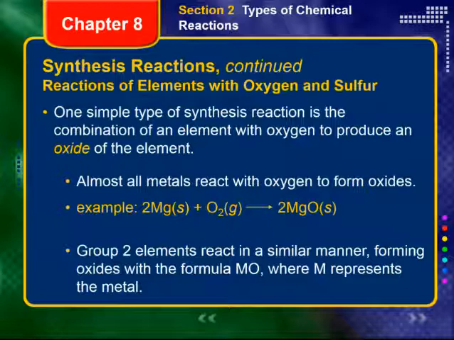Almost all metals will react with oxygen to form an oxide. For example, if we react magnesium with oxygen, we get magnesium oxide. Notice here that this is a balanced chemical equation, 2 in front of the magnesium, 2 in front of the magnesium oxide. Any group 2 elements will react in a similar manner, forming oxides with the formula MO, where M represents the metal, right? Group 2, that means that they're going to have 2 valence electrons, so when they ionize, they're going to form a +2. That means you only need 1 oxygen in order to balance that out, so that's why you only need 1 of the metal, 1 of the oxygen.